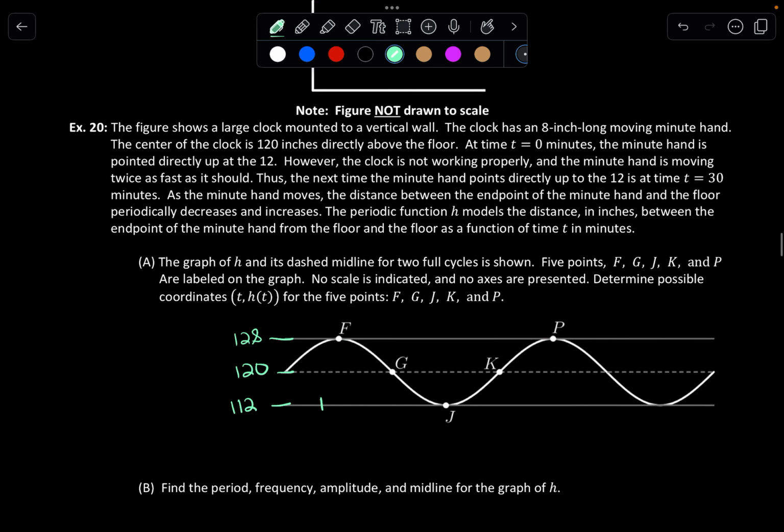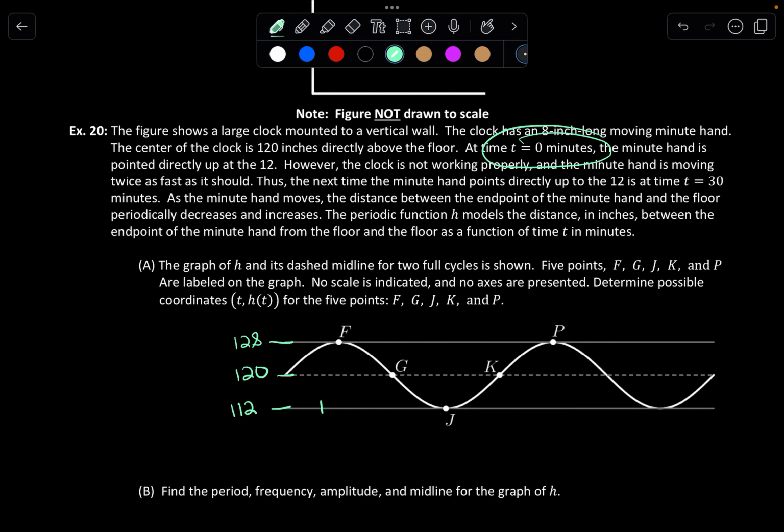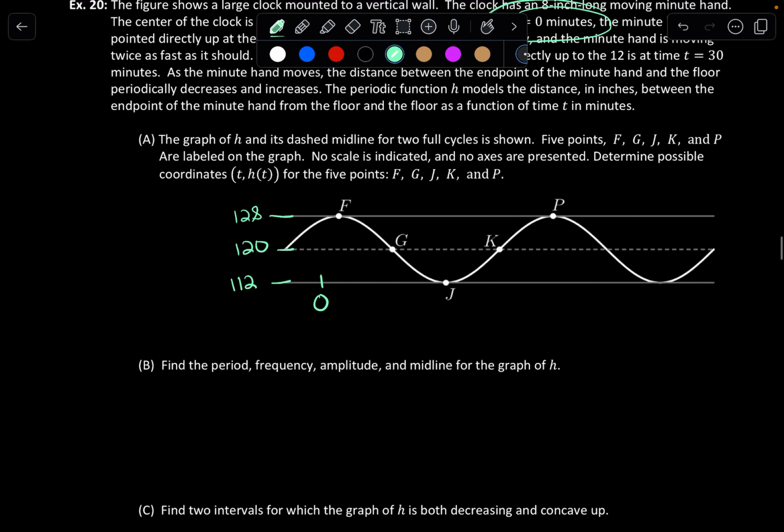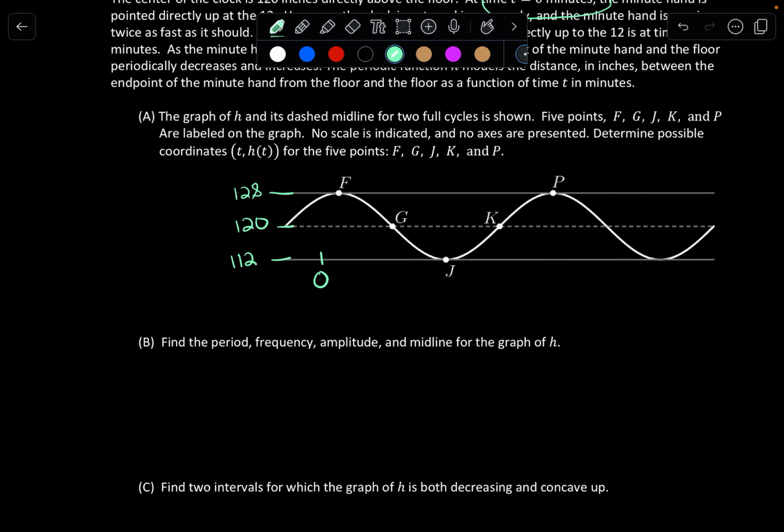Because it's pointed directly up at the 12 at t equals 0, we can say that this is t equals 0. And it completes a cycle in 30 minutes. So we have a maximum at 0, which means 30 minutes later, we'll have another maximum. These will always be in equal intervals, all right? So J will be halfway, so 15. Halfway between 0 and 15 will be 7.5. Halfway between 15 and 30 will be 22.5.